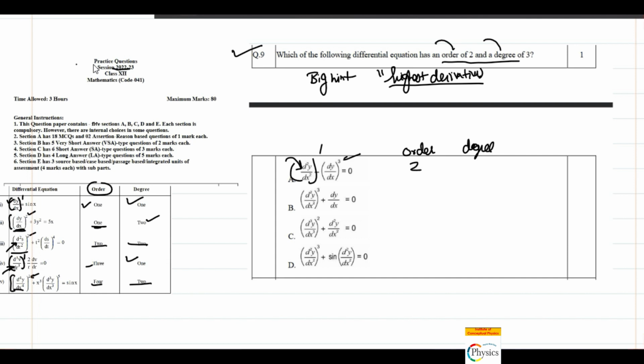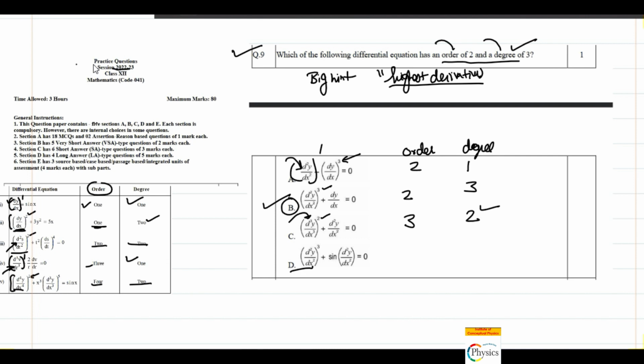This is very misleading, don't use this. Okay, so this is 1. Now if you notice, this is again order 2, but the degree is 3, right? Which is what the question is asking. So the correct answer is B. Let's move forward. This is again a third order, but the degree is 2, because third order means a third derivative, and the power is 2, so it is treated as a polynomial of degree 2.